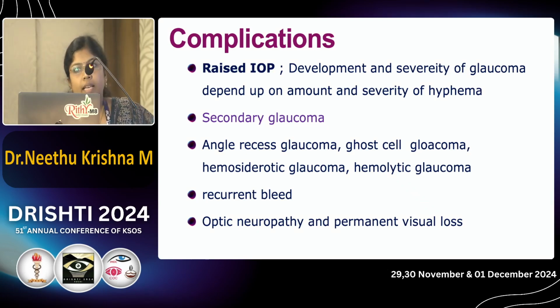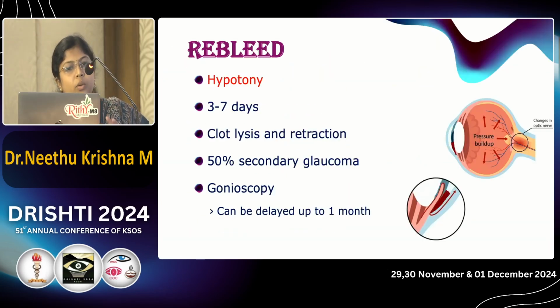Next, the complications, first of all raised IOP. The development and severity of glaucoma depend upon the amount and severity of hyphema. The other secondary glaucomas related to hyphema or trauma are angle recession glaucoma, ghost cell glaucoma, hemosiderotic glaucoma and hemolytic glaucoma. The other complications related to hyphema are recurrent bleed, optic neuropathy, permanent visual loss, and corneal blood staining. First of all, a few words about the rebleed.